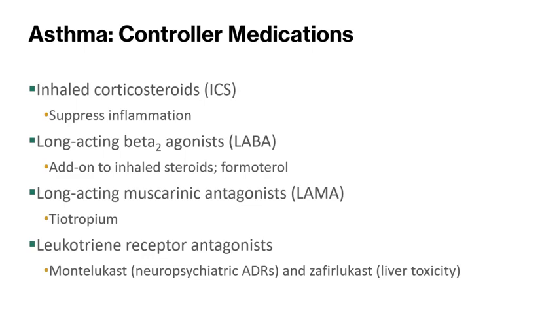Inhaled corticosteroids suppress inflammation. The LABAs add on to inhaled steroids. That's like formoterol. The LAMAs are tiotropium. And the leukotriene receptor antagonists would be like montelukast and zafirlukast.